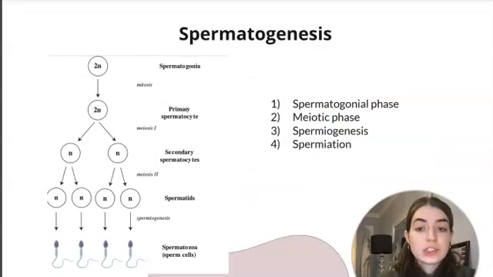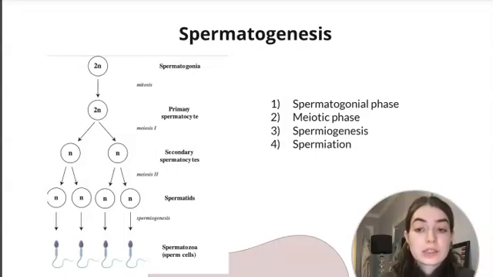Okay, and so spermatogenesis can be defined as the process in the testes where spermatogonia divide and differentiate through mitosis and meiosis to produce mature sperm cells, or more commonly known as spermatozoa. In the spermatogonial phase, spermatogonia, which are diploid germ cells, undergo mitotic division to produce primary spermatocytes. In meiosis 1, primary spermatocytes undergo the first meiotic division, resulting in the formation of secondary spermatocytes. Secondary spermatocytes undergo the second meiotic division to produce haploid spermatids.